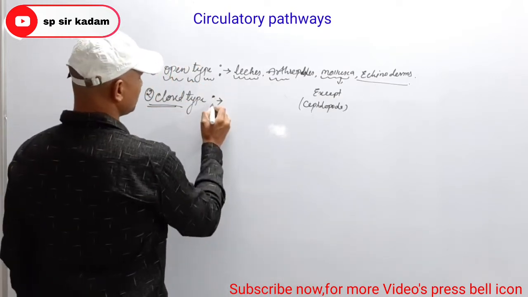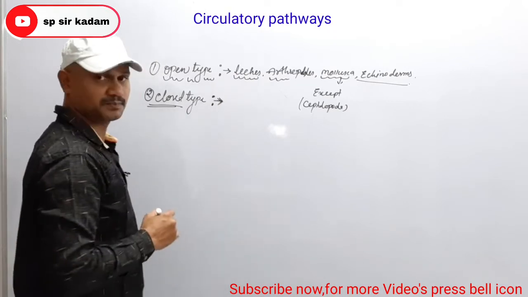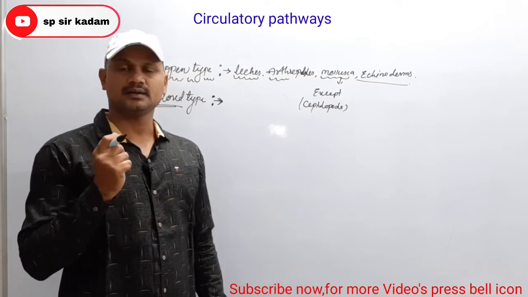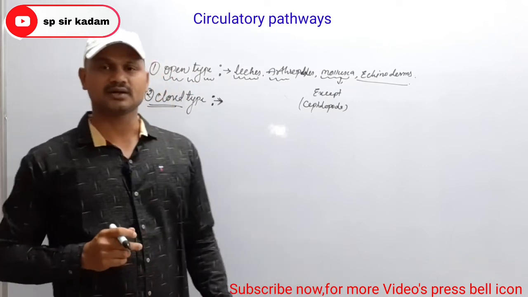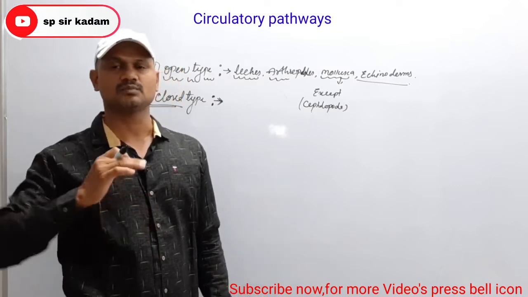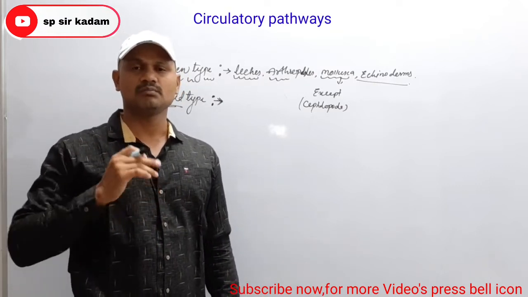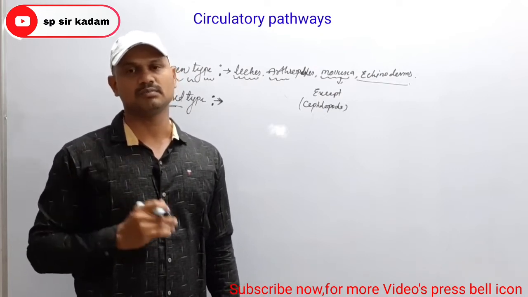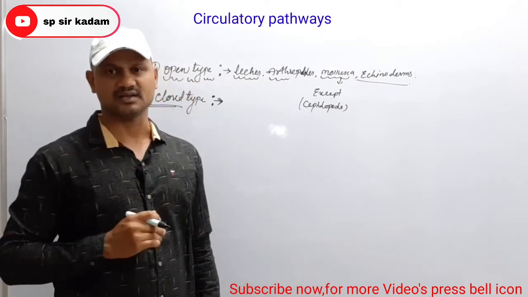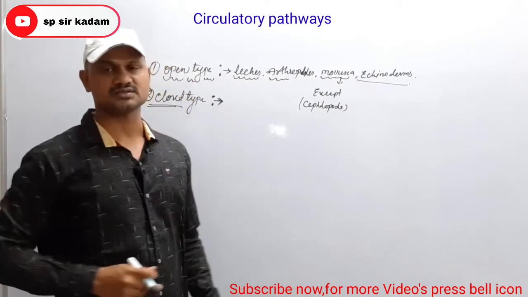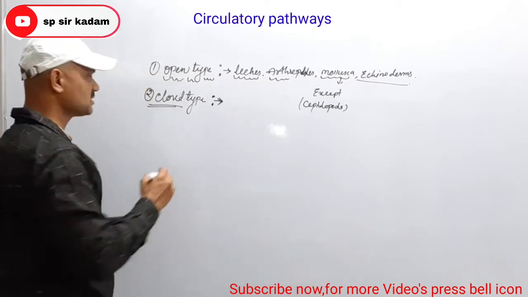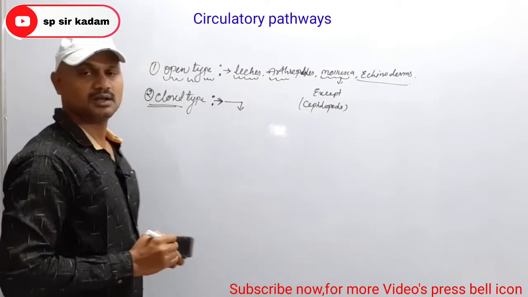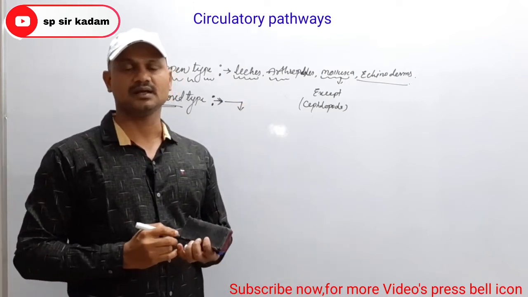Then the second type of circulation is closed type of circulation. Here there is the presence of blood capillaries, and blood never comes in direct contact with body cells. You have to observe that in closed type of circulation, blood flows from the heart through arteries to veins, arteries to veins through blood capillaries. So here is the presence of blood capillaries. Such type of circulation is known as closed type of circulation, and in it blood flows very fast and at high pressure.